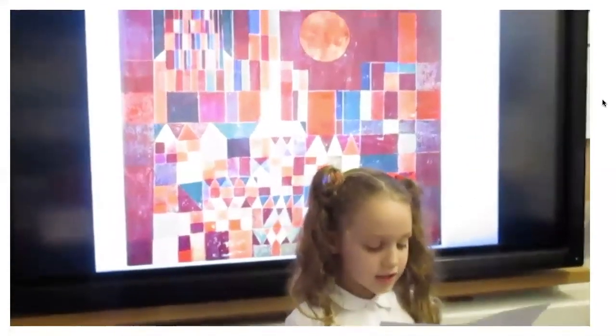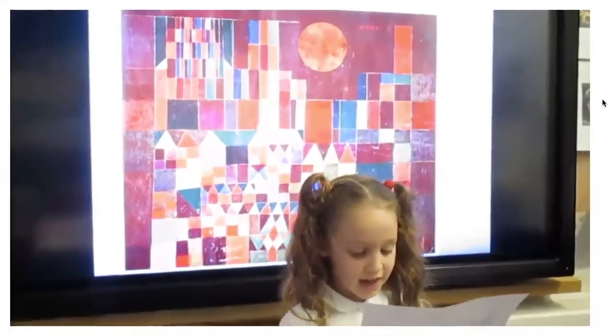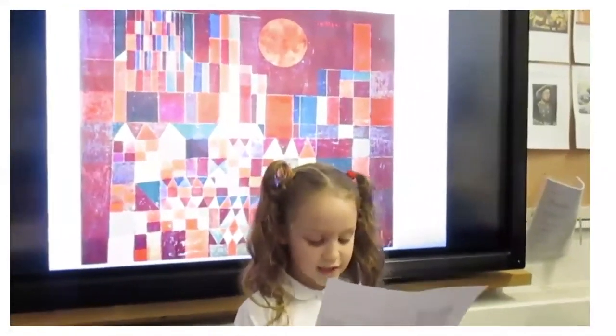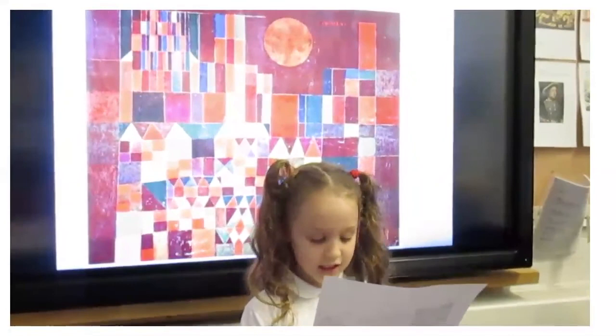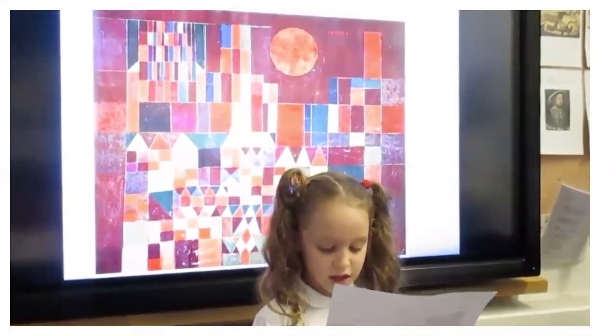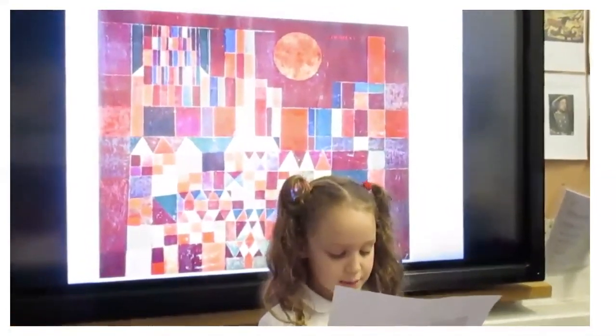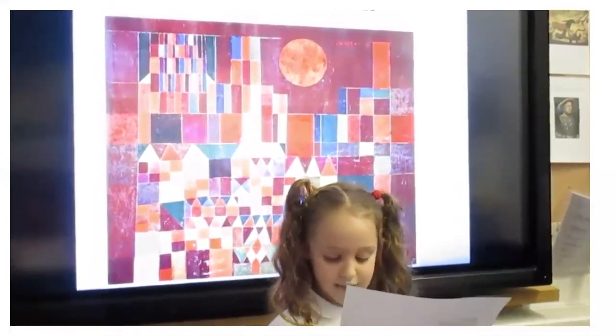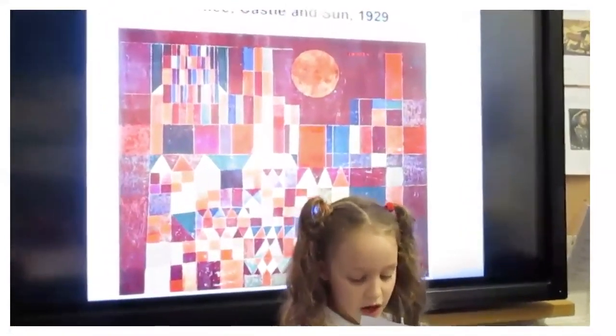I like Paul Klee's painting Castle and Sun because he used his imagination and the artist used lines and shapes. His paintings come from his memory and I love the colours.